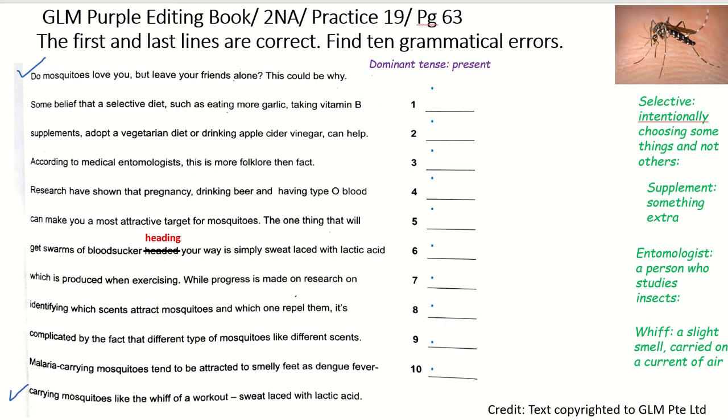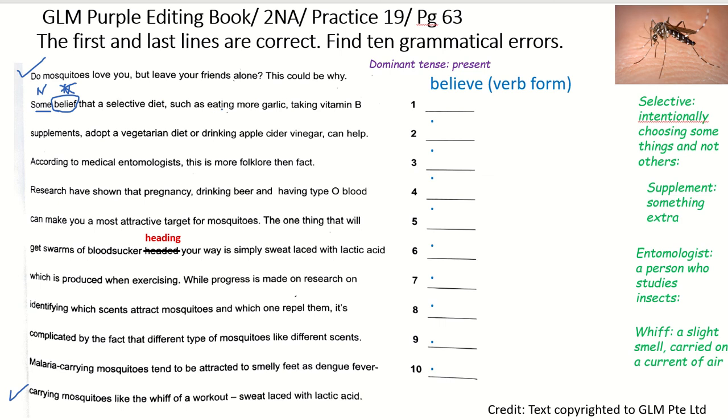Do mosquitoes love you but leave your friends alone? This could be why. Some believe that a selective diet, such as eating more garlic, taking vitamin B supplements. Okay, so I noticed that in this line, some, okay, this is a noun. After that, this belief is a noun. It should be a verb. Okay, this is also a noun, but it's wrong. It should be a verb. So what is the verb form of believe? B-E-L-I-E-V-E. So that is the verb form of it. Let's continue.